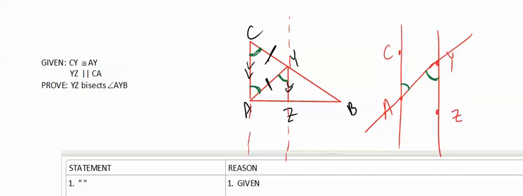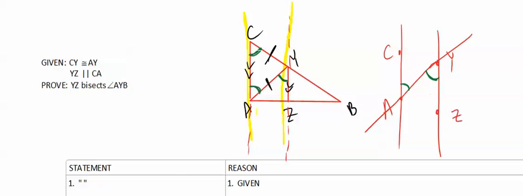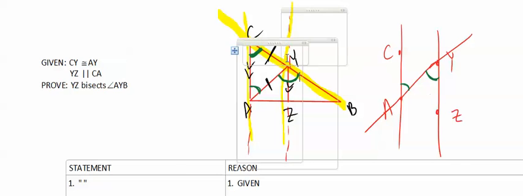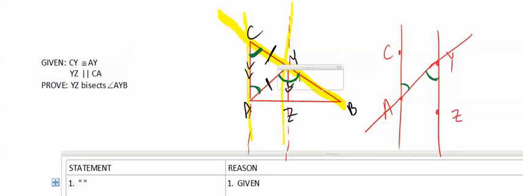You might also see that the parallel lines here and here are not only cut by the transversal AY, they're also cut by the transversal CB. And if you look at that transversal, you'll notice that we have already established an angle here, but then that would be congruent to angle CYB based on same or corresponding angles. So we can say that those angles will be congruent.